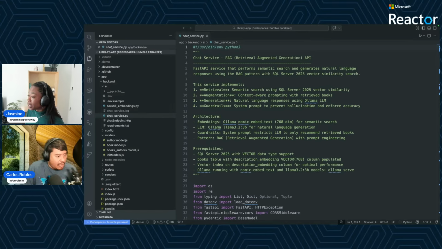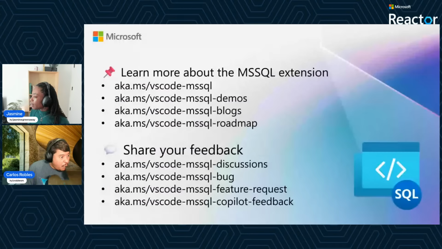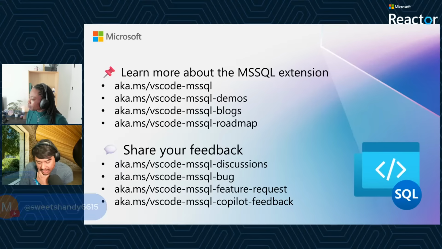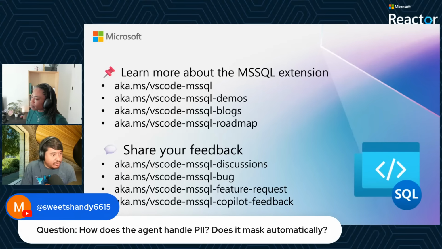A couple questions did come in. One of the first questions that came up was around... I need to scroll back here because the chat is moving really fast. Let's see. There was a question about, I think, a logic question. I think the question is how does the agent handle PII? So does it mask it?